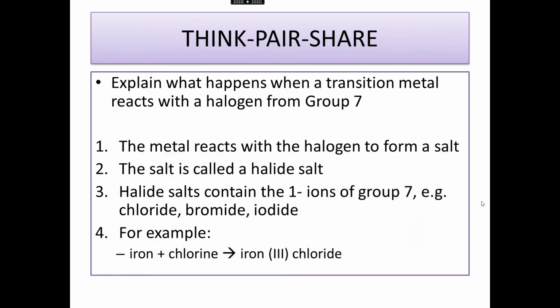Here we go with my answer. I said the metal reacts with the halogen to form a salt. The salt is called a halide. It contains the 1- ion of group 7, like chloride, bromide and iodide. I've put an example here: iron plus chlorine makes iron chloride. So aside from all of the formulas and equations, the general idea is metal reacts with group 7 to form salt. And salts always contain chloride, bromide or iodide, and they are the 1- ions of group 7 called the halides.